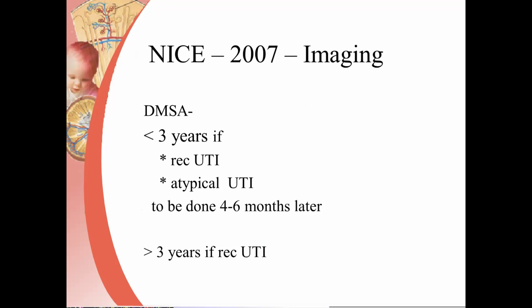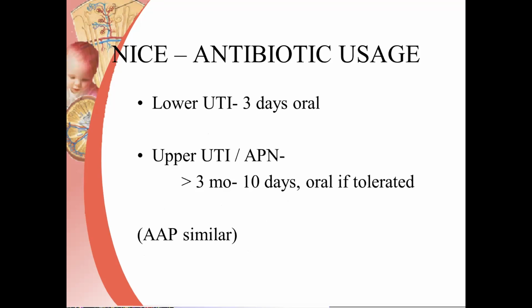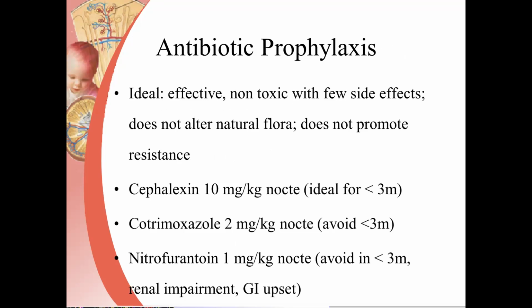Now they defined the imaging as the DMSA scan in those less than 3 years with recurrent or atypical urinary tract infection, usually after 3 months, and in older children only if it is a recurrent urinary tract infection. So the indications are: less than 6 months, they do ultrasound abdomen; 6 months to 3 years, they do further evaluation in the form of a DMSA scan. Then for lower tract infection, they give a shorter duration of antibiotics, not exactly like how we do in India. So they give 3 days of oral antibiotics for lower tract infections and 10 days for upper tract infection.